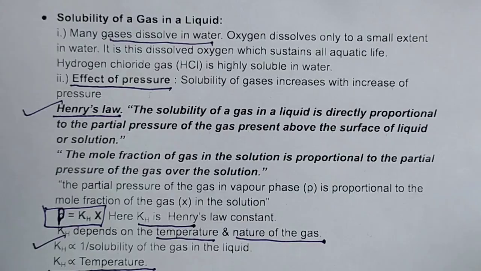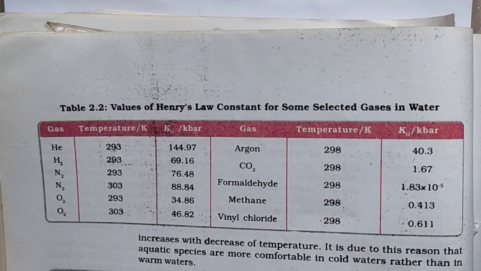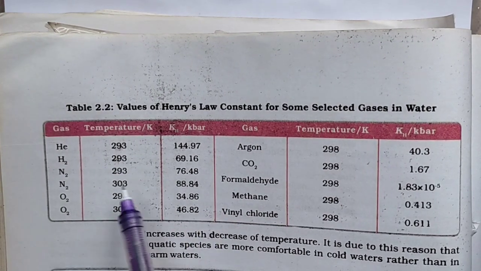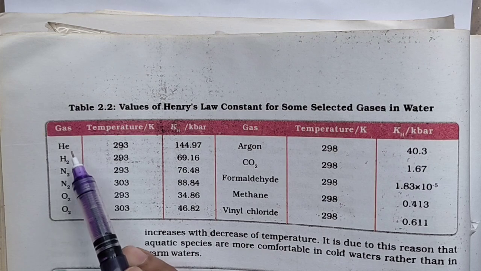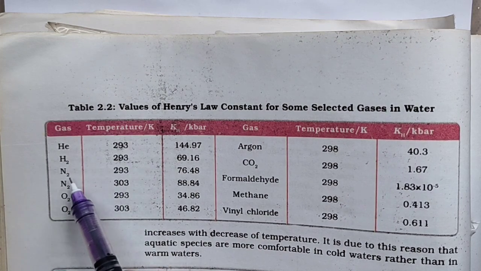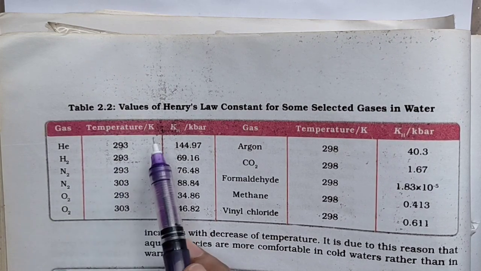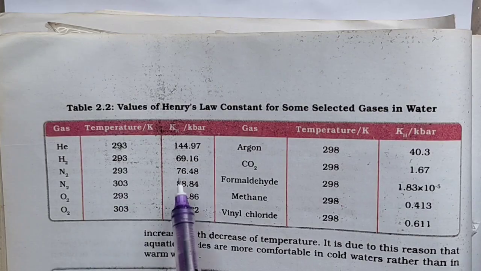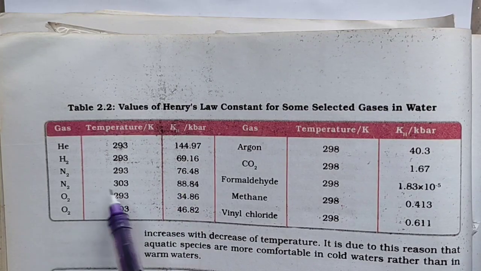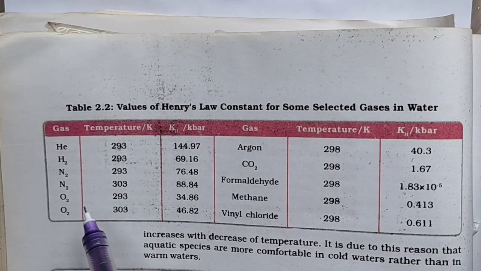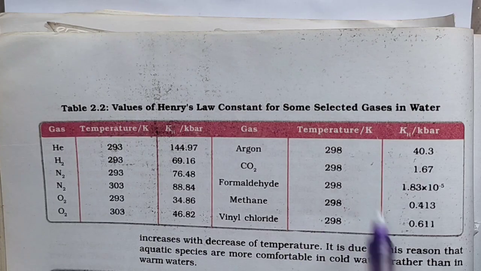Very important aspect, children. You can check the table given in NCERT. Just check for helium, nitrogen. At two different temperatures, the Kh value is given. At lower temperature, the Kh value is this. The more the temperature, Kh increases. Same way for oxygen and for others also. Kh is inversely proportional to solubility.